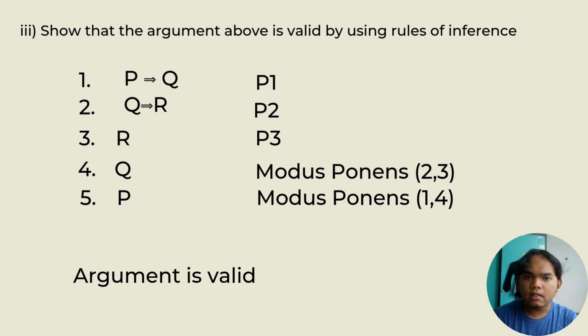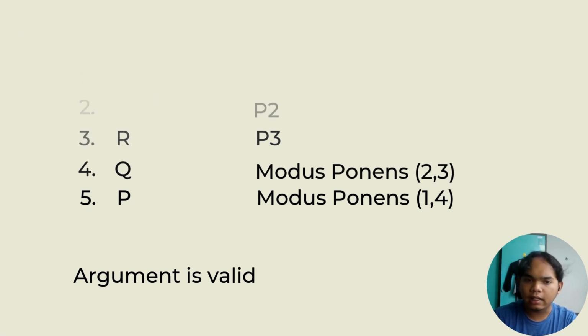Now, let's prove this step by step using logical rules of inference. From premise 3, we know R is true, that is, the submission is valid. Using premise 2, if Q, then R, and R, we apply modus ponens. That means that if Q, then R, and R is true, then Q must also be true. So Q is true. Iqbal submitted the assignment on time. Using premise 1, if P, then Q, and Q, we again apply modus ponens. If P, then Q, and Q is true, then P must also be true. Therefore, P is true, and the argument is valid.